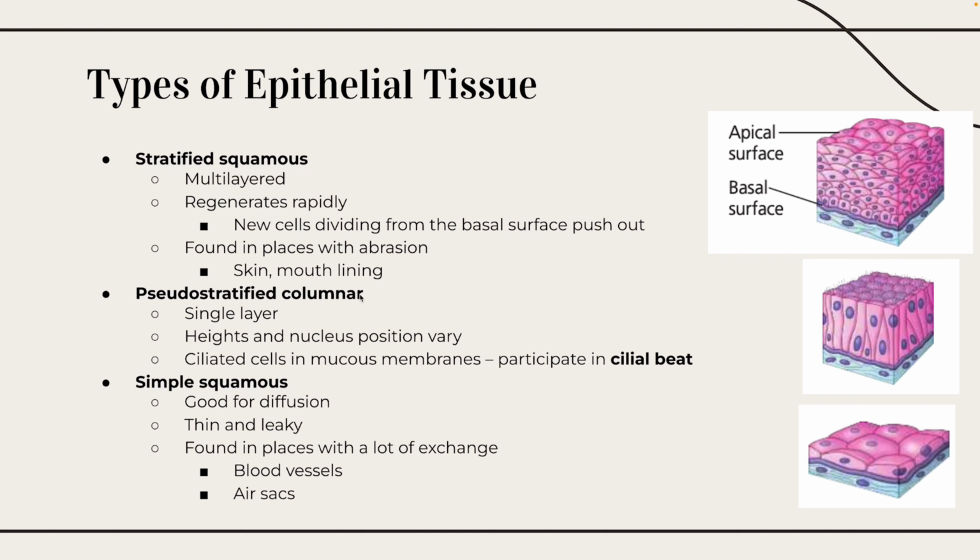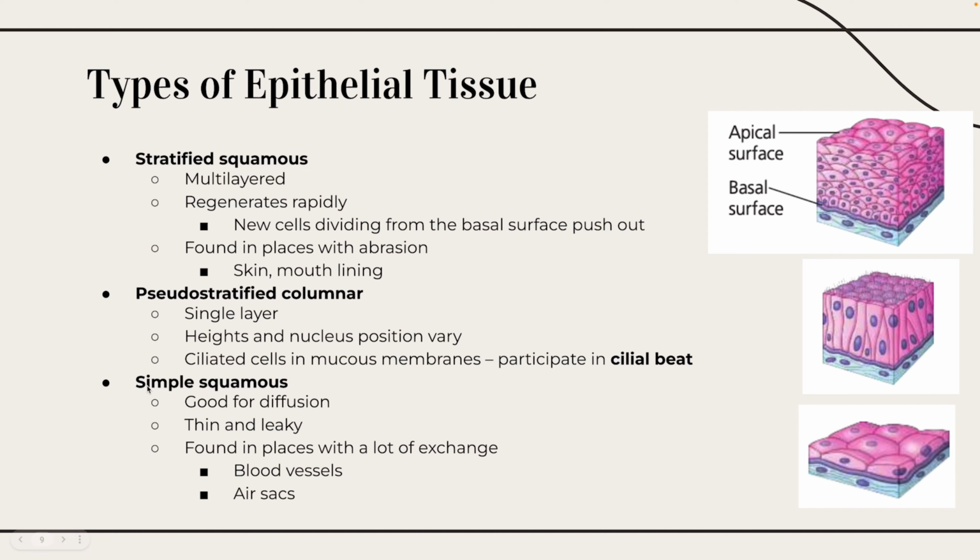Now there's pseudostratified columnar. This is a single layer of cells, but the nuclei and height of these cells are going to vary, and it looks like they are stratified or they have layers. And this is found in ciliated cells in mucous membranes, such as in your airways, and they participate in cilial beat, which is basically when the cilia beat and move mucus up.